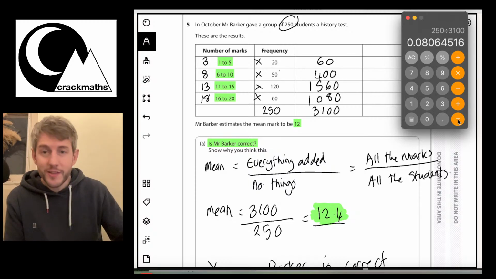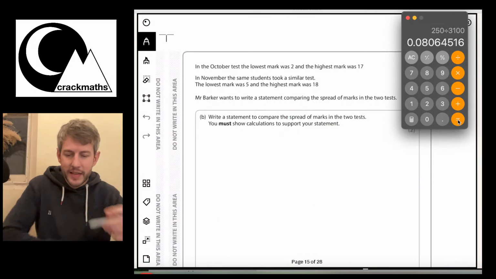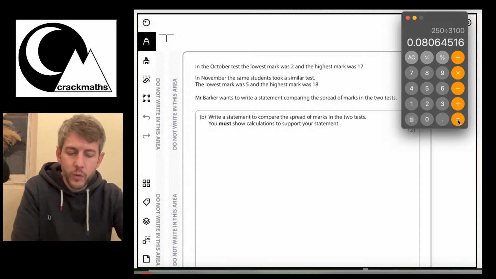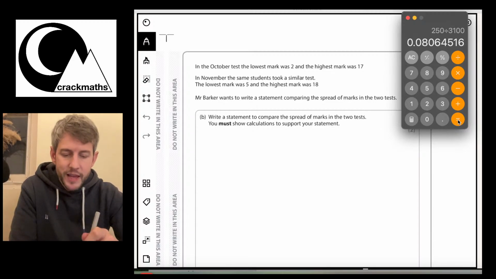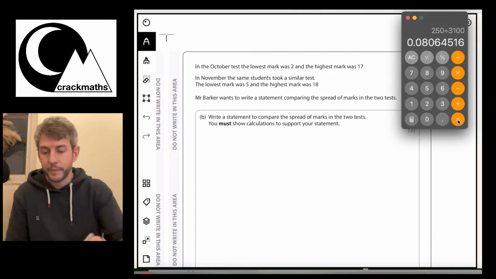Okay, well this is a part A, so there's going to be a part B. So here we go. Right, so here's part B, and part B says, in the October test, the lowest mark was 2 and the highest mark was 17. In November, the same students took a similar test. The lowest mark was 5 and the highest mark was 18. Mr. Barker wants to write a statement comparing the spreads of the marks in the two tests. Write a statement to compare the spread of the marks in the two tests. Show the calculation.